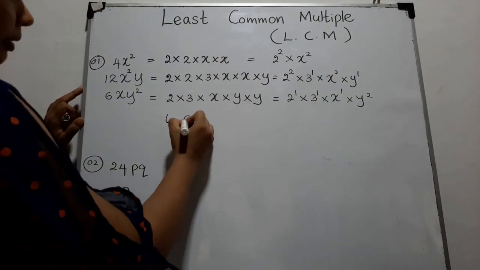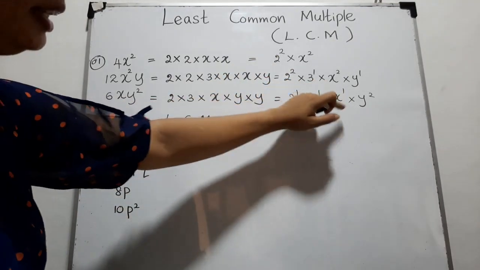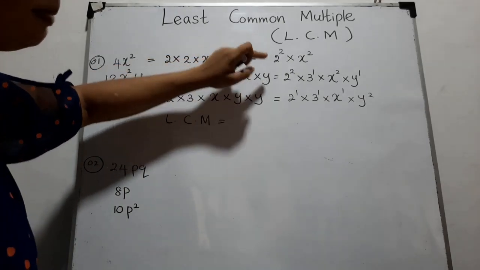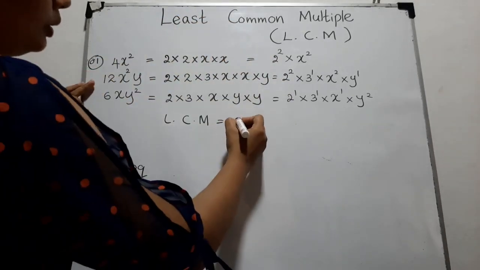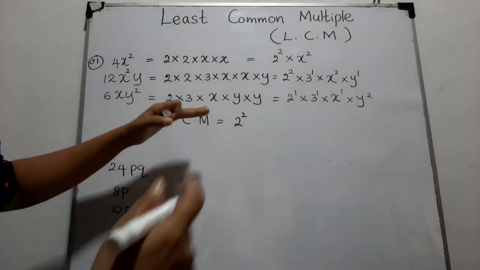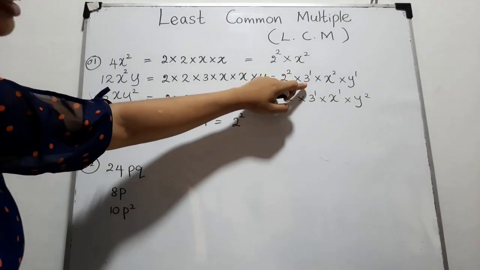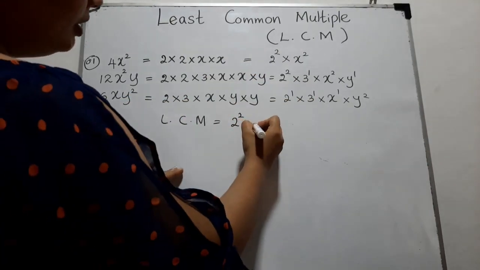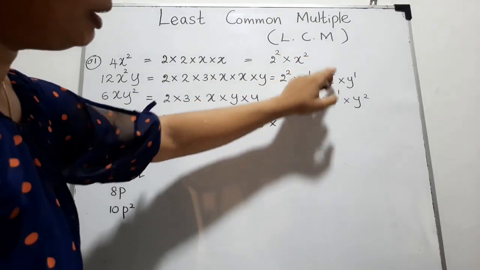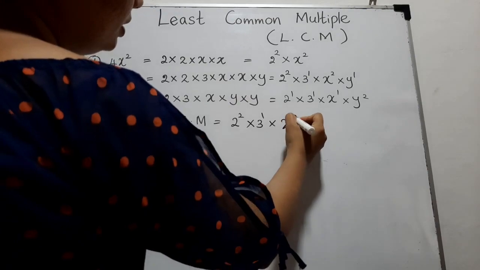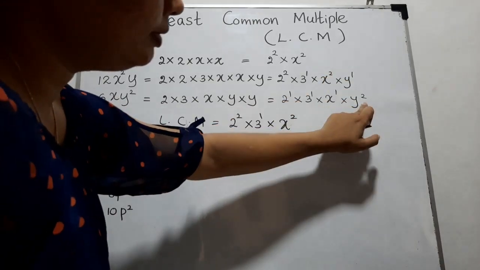To find the LCM, we obtain the product of the greatest power of each distinct factor. What is the greatest power of 2? Here 2 to the power 2, 2 to the power 2, 2 to the power 1. The greatest is 2 to the power 2. Then when we consider 3, here 3 to the power 1. Then consider x to the power 2, x to the power 2, x to the power 1. The greatest is x to the power 2. Then the greatest power of y is y to the power 2.